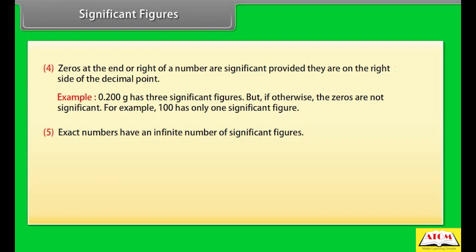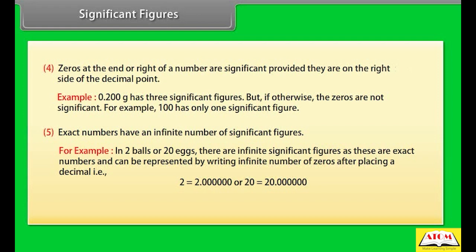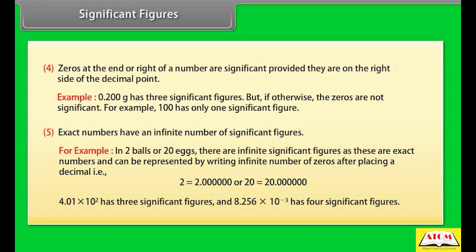Exact numbers have an infinite number of significant figures. For example, in 2 balls or 20 eggs, there are infinite significant figures, as these are exact numbers and can be represented by writing an infinite number of zeros after placing a decimal, that is, 2 is equal to 2.0000 or 20 is equal to 20.00000. 4.01 times 10 raised to the power 2 has 3 significant figures, and 8.256 times 10 raised to the power minus 3 has 4 significant figures.